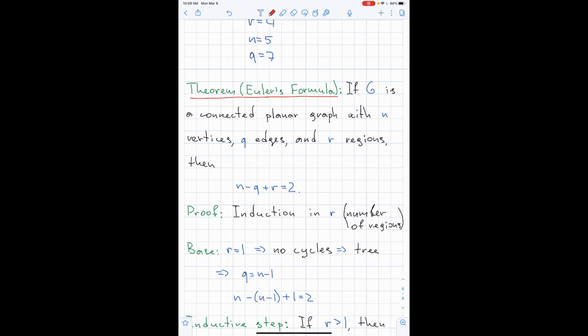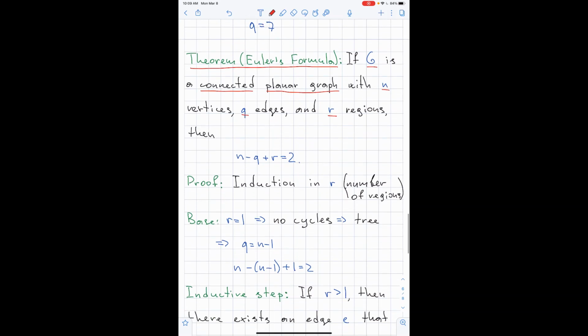So if we have a graph, it is important that the graph should be connected. And I say planar graph, but actually I do need some planar representation in order to count regions. So let's say that we have n vertices, q edges, and r regions. Then we always get n minus q plus r equal to 2. So let me emphasize one more time that it is important that the graph is connected, otherwise it's not gonna work.